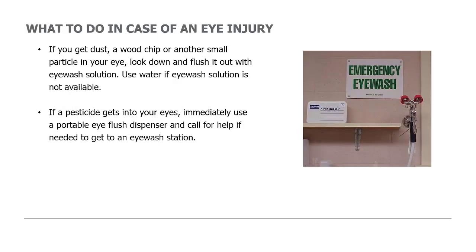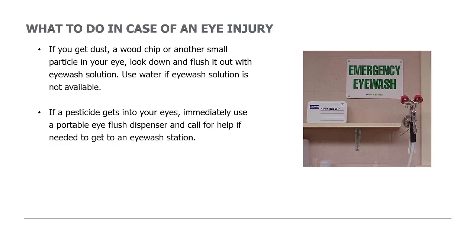Going on to how to deal with injuries. What happens whenever you hurt your eye? What happens when you get something in your eye? What are we going to do? So if you do get dust, a wood chip, or any other small particulate in your eye, you're going to want to look down and flush it out with eye wash solution. And if eye wash solution is not available, use water.